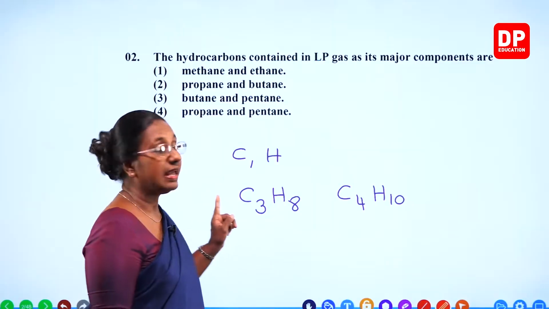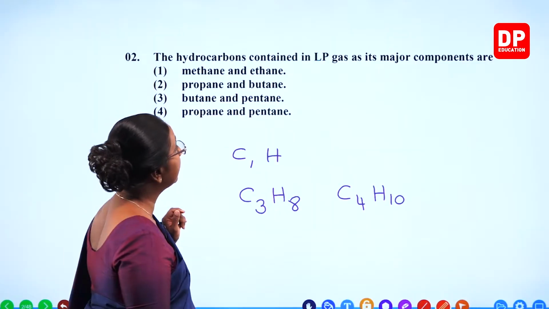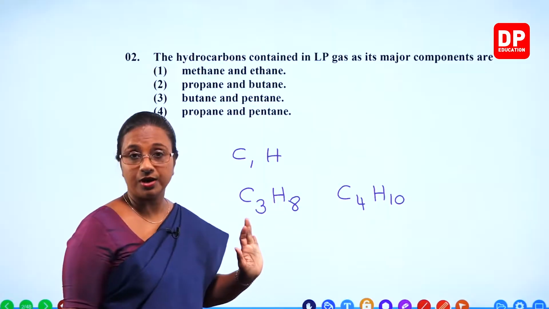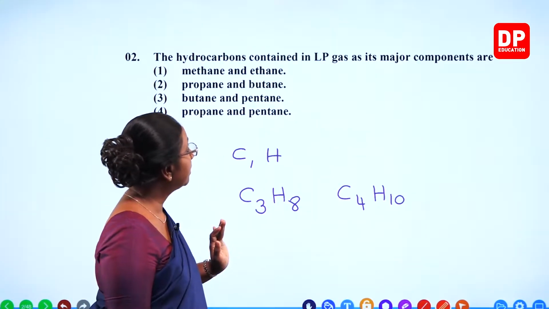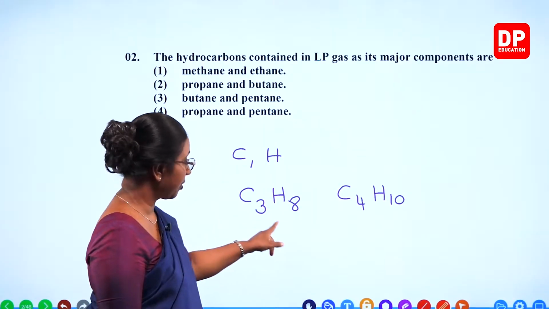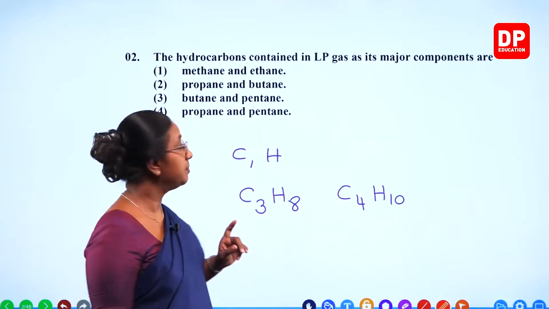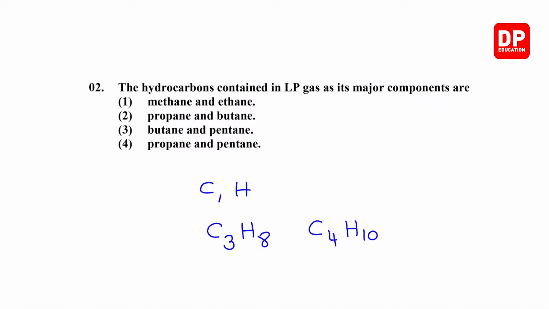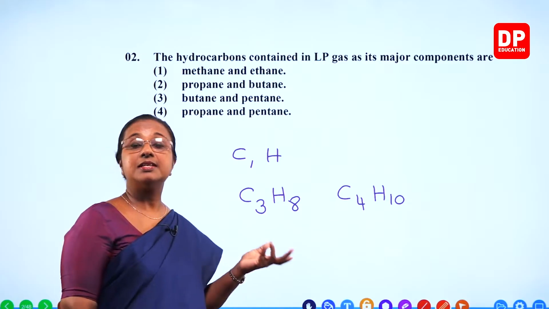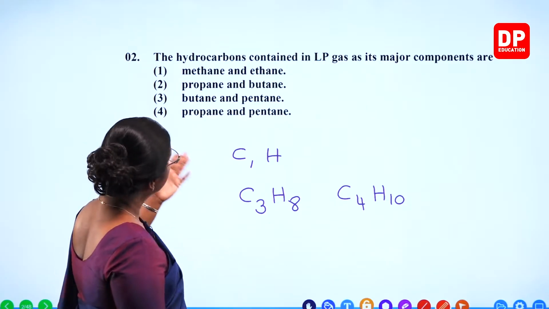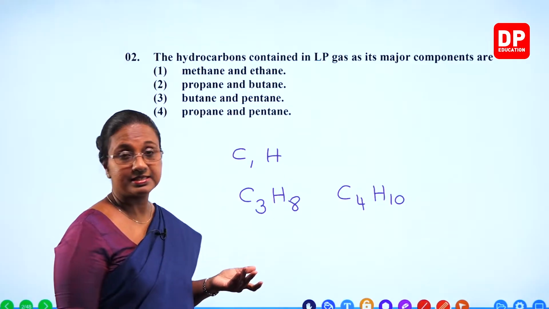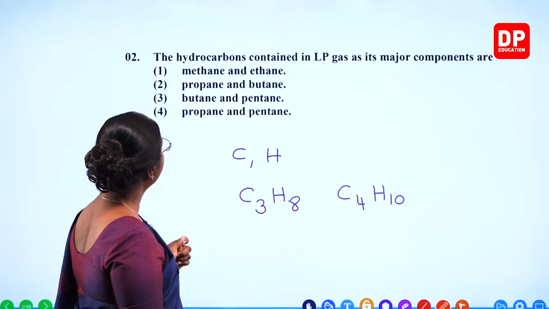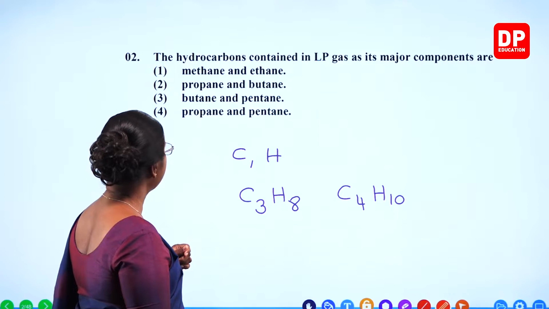Both these are the main components of LP gas. Both are hydrocarbons. A 3 carbon hydrocarbon, that is alkane, is propane, and 4 carbons is butane. Now if we look at the answers, the first one, methane and ethane. Methane is a component of biogas. Ethane again is a gaseous component. Then the second one, propane and butane, that is the answer.